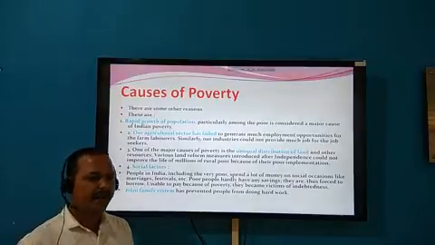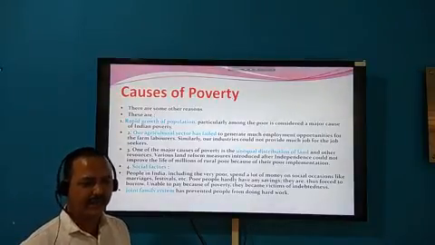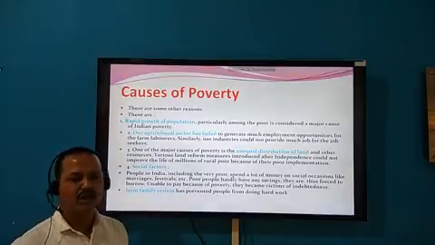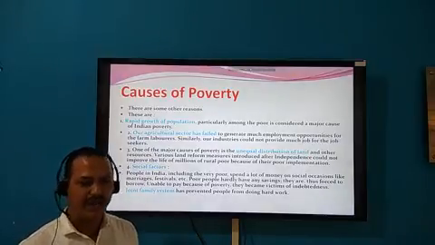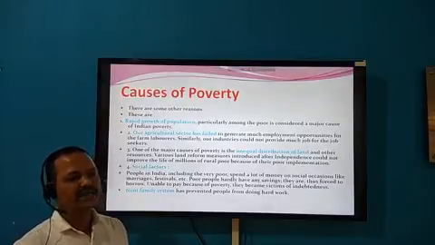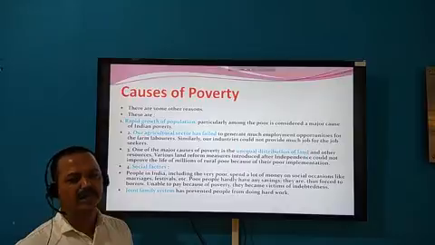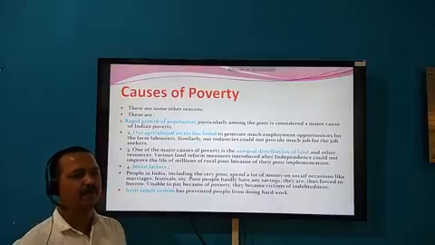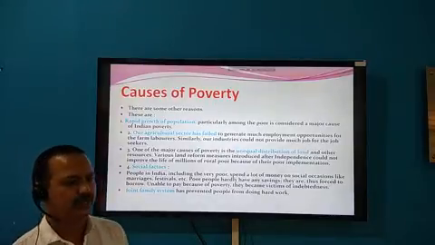There are some other reasons of poverty in India. These are rapid growth of population. Rapid growth of population, particularly among the poor, is considered a major cause of Indian poverty. Our agriculture sector has failed to generate much employment opportunities for the farm laborers. Similarly, our industries could not provide much job for the job seekers.